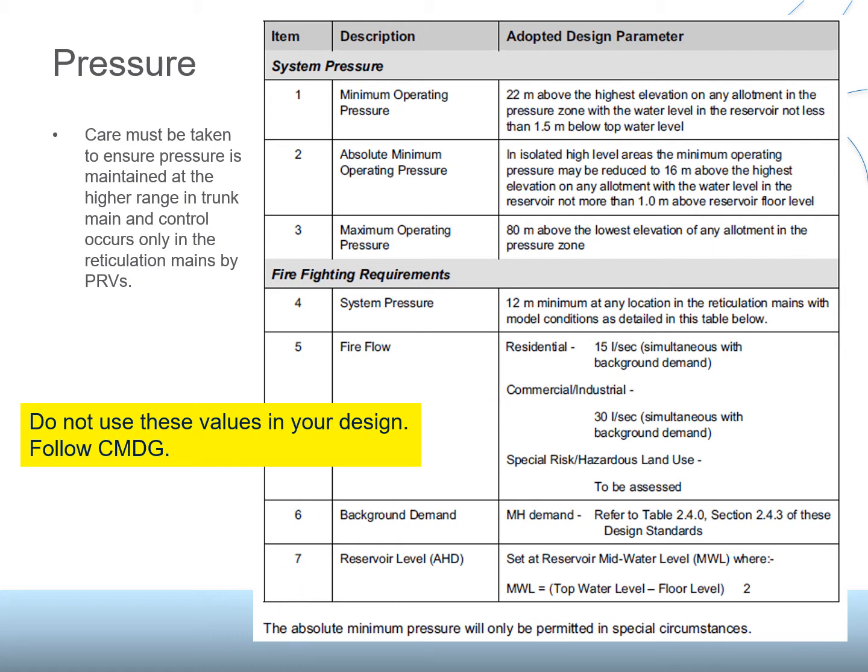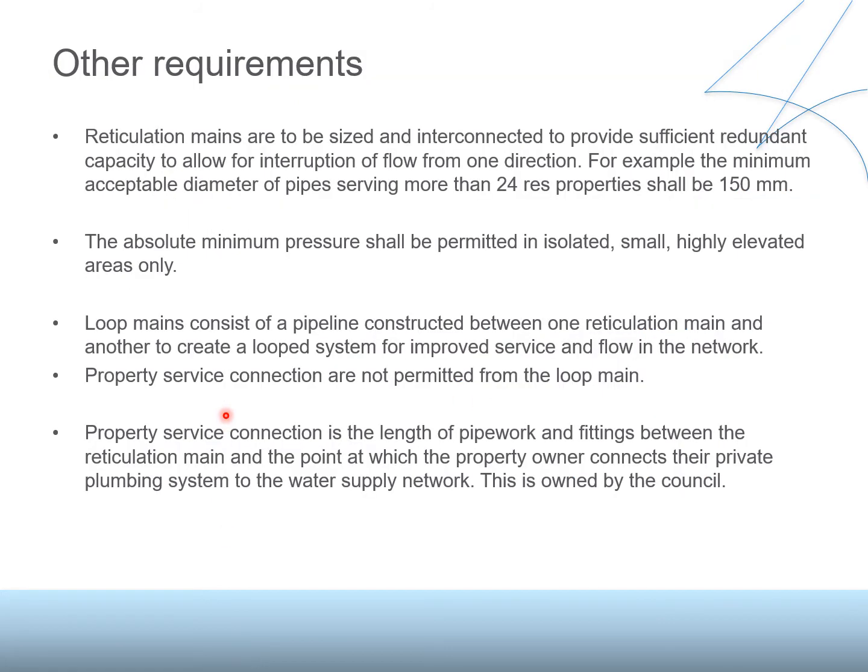Let's look at some other information. Trunk mains are expected to have higher pressure than reticulation mains. That's one important piece of information. The pressure we discussed in this video is about the reticulation main. These reticulation mains are to be sized and interconnected to provide sufficient redundant capacity, that is, to allow for interruption of flow from one direction. So when there is maintenance, you can supply water from the other direction.